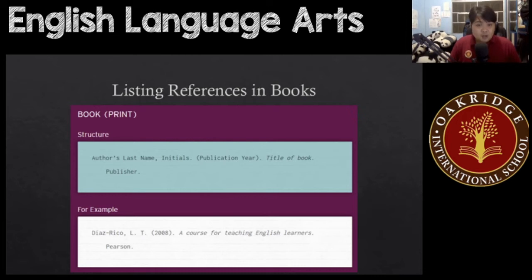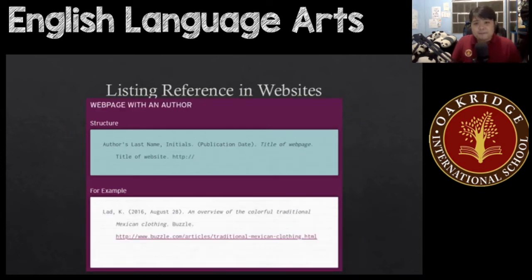Diaz-Rialco. Those are two authors, by the way. Diaz, then dash, and then Rialco, then L and T. 2008. And then the title of the book is A Course for Teaching English Learners. And it was published where? It was published by what company? Pearson. Next, we also have, for example, a web page with an author.